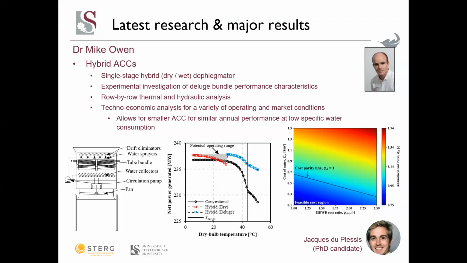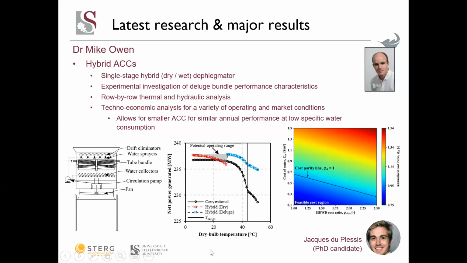And what they found was that you can have a smaller ACC, which gives similar performance at low specific water consumption. On the left-hand side here, we have a schematic of this type of system with the tube bundle, which is a bare tube bundle at the top there. And you have a deluge water system spraying water across the bundle and then collecting in these water collectors to be recirculated again. At the bottom, you have the fan driving the air across that system.